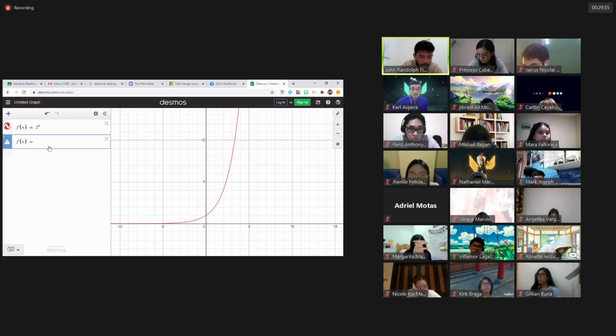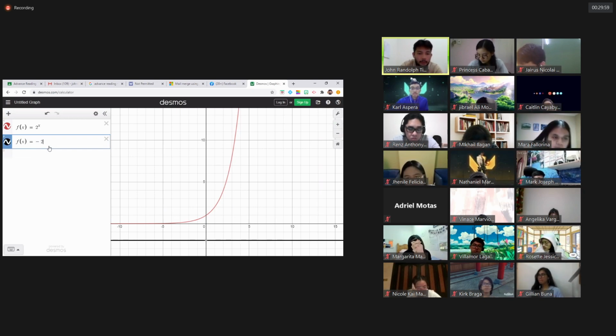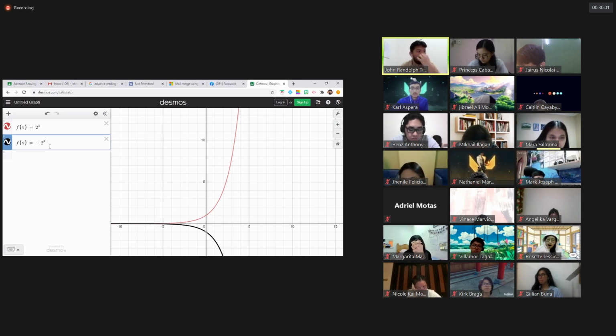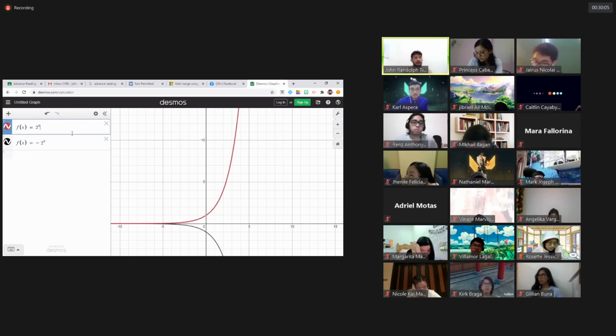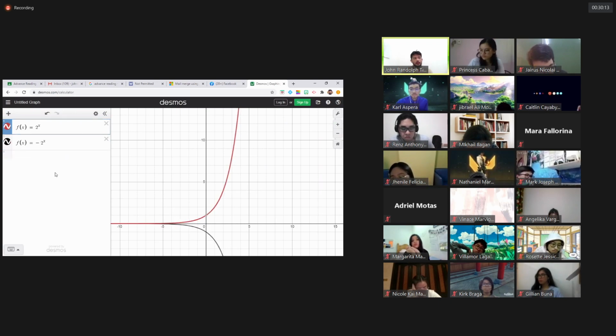F of x equals -2 to the power of x. Look at there, guys. Okay, ganito. Tingnan natin ha. F of x equals 2 to the power of x is your red graph. Your black graph here is your f of x equals -2 to the power of x. What can you say about the relationship between these two graphs?